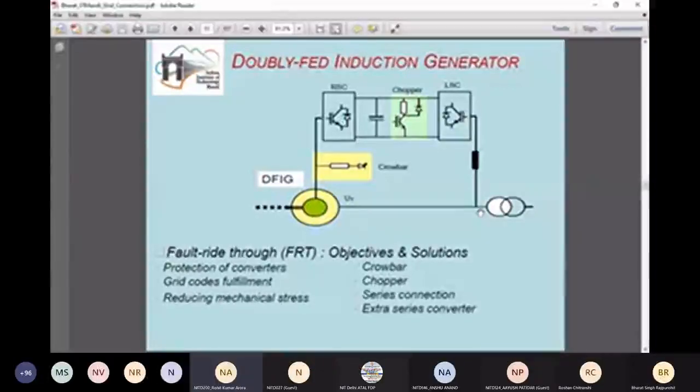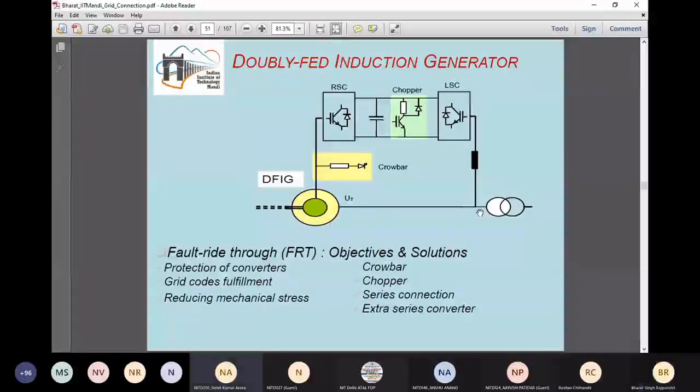Sir, I do have a question, please. Yes. Sir, during the abnormal condition, how is this line side converter going to provide this reactive power support, sir? Could you please elaborate, sir?